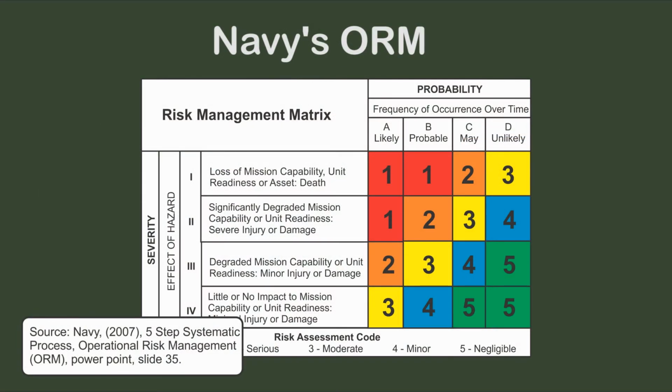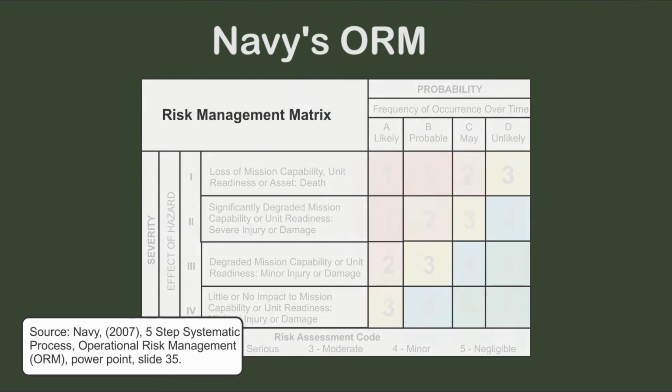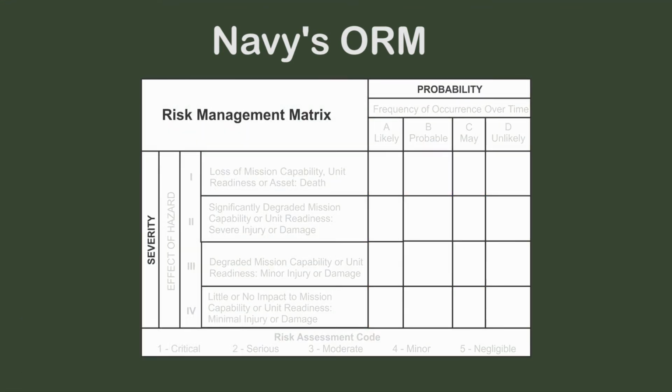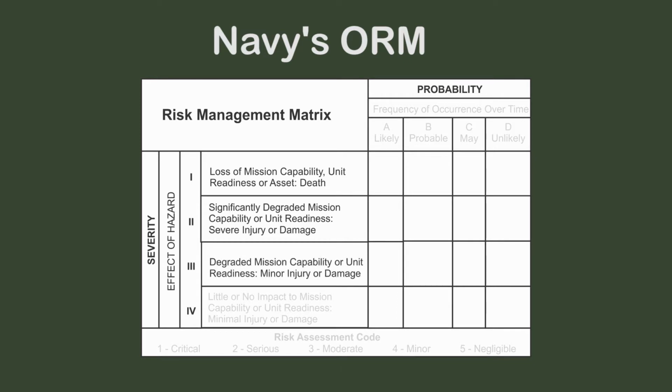In the Navy's ORM paradigm, the sailor assesses severity and the probability of an incident occurring. Severity is the effect of the hazard and is subdivided into 4 categories, including the loss of mission capability, death, severe injury or damage, minor injury or damage, and minimal injury or damage. Probability is the frequency or likelihood of occurrence over time and is also subdivided into 4 categories, including likely, probable, may, and unlikely to occur.